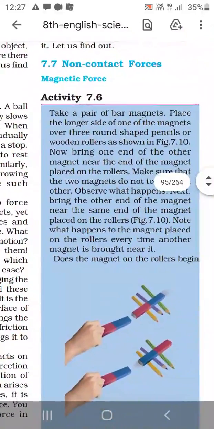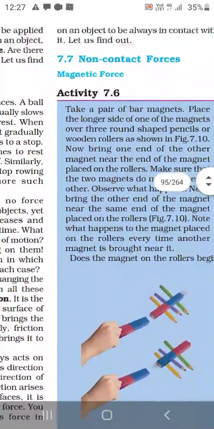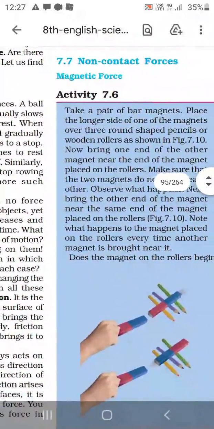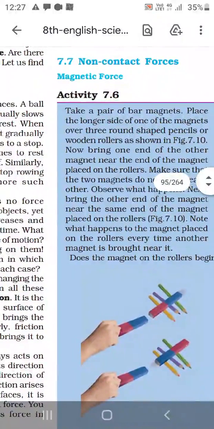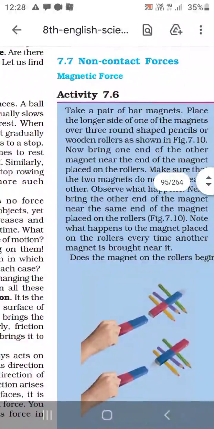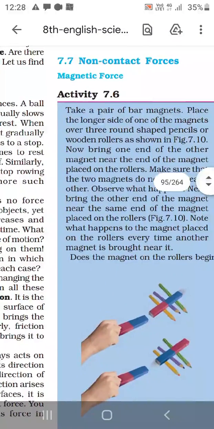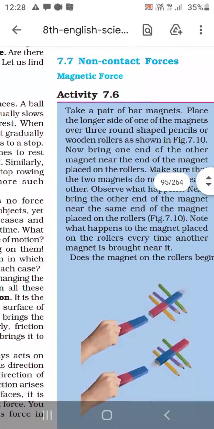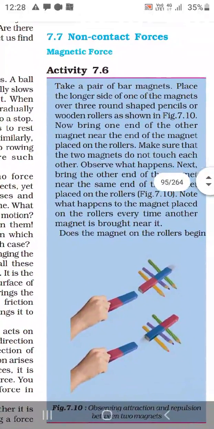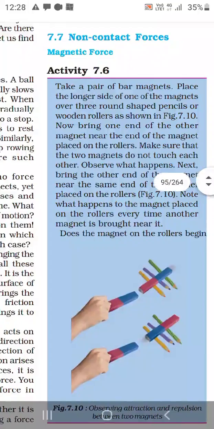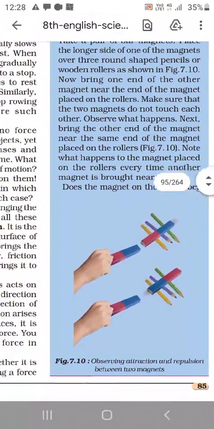Number 1, magnetic force. You can take a pair of magnets and place one of them, on its longer side, on three round-shaped pencils or wooden rollers as shown in the figure. Now bring one end of the magnet near the end of the other magnet placed on the rollers. Make sure the two magnets do not touch each other. Observe what happens. The magnets move.